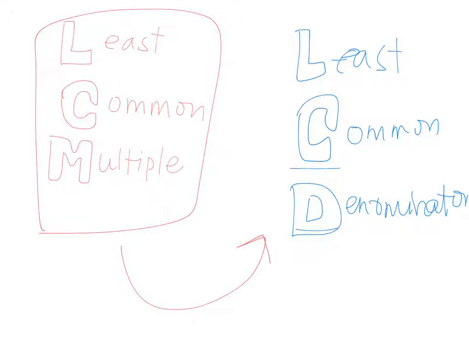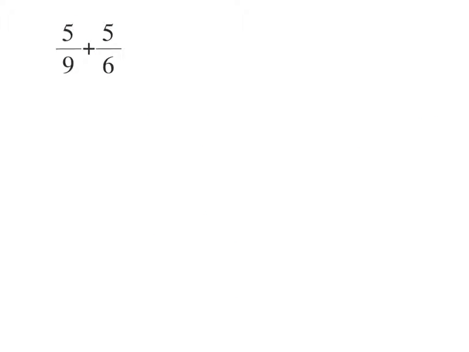Because if they're not the same, then you can't really add or subtract them. Once our denominator is the same, can we add and subtract with no problems? Yeah, just like we just did in the sprint. In our sprint, was the denominator ever uncommon? No. It was always common, which makes it really easy to add and subtract fractions. So today we're going to be practicing using the least common multiple as our least common denominator so that we can add and subtract. Here we have 5/9 plus 5/6.